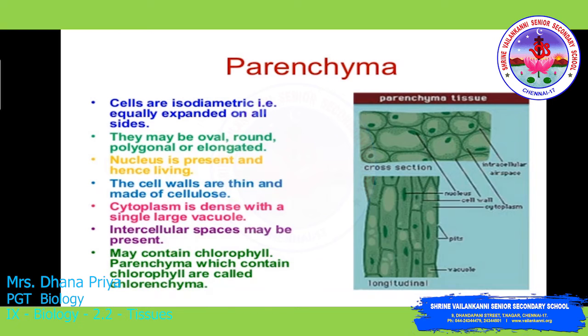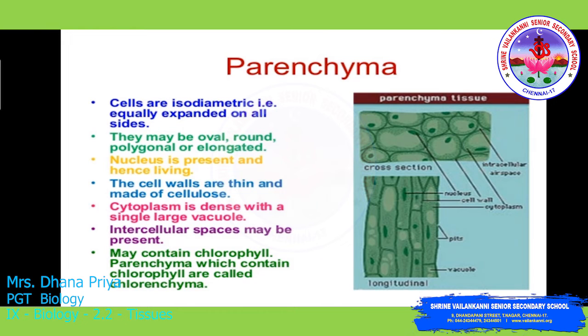Based on the simple permanent tissue, the first type we're going to discuss is parenchyma. Parenchyma cells are isodiametric, that is, equally expanded on all sides. They may be oval, round, polygonal or elongated. The nucleus is present and the cell is living. The cell walls are thin and made up of cellulose. The cytoplasm is dense with a single large vacuole. Intercellular space may be present. May contain chlorophyll. Parenchyma which contains chlorophyll is called chlorenchyma.